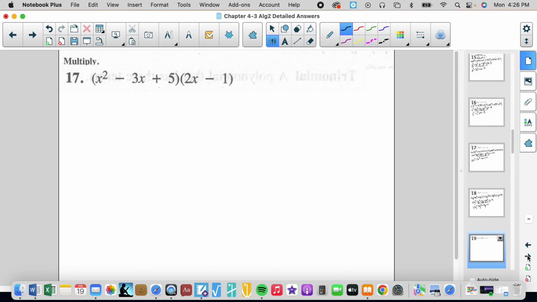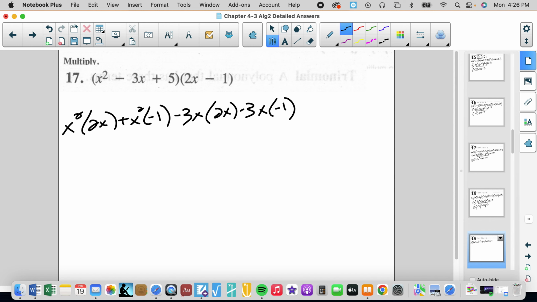All right, now we just have a trinomial times a binomial. So you're just still distributing, and then you have a third term that you're distributing. So you're distributing 3 into 2 as opposed to 2 into 3. So x squared to 2x, x squared to negative 1. Now my next term is negative 3x times 2x and negative 3x to negative 1. And now my third term in my first grouping is 5 times 2x plus 5 times negative 1.